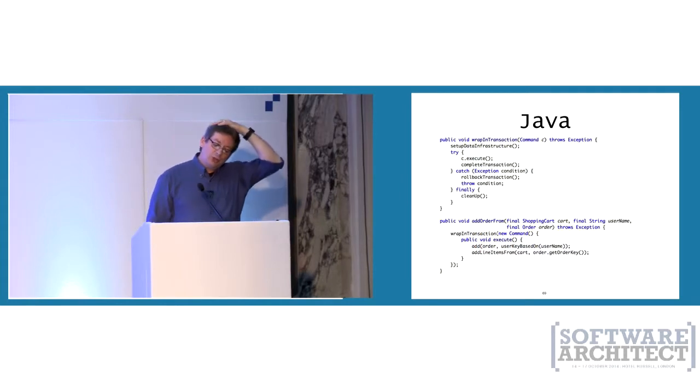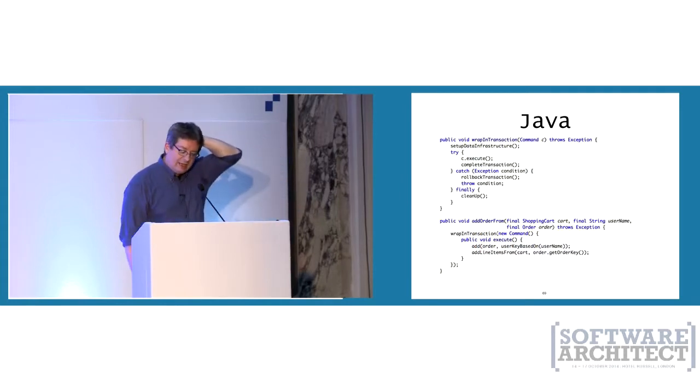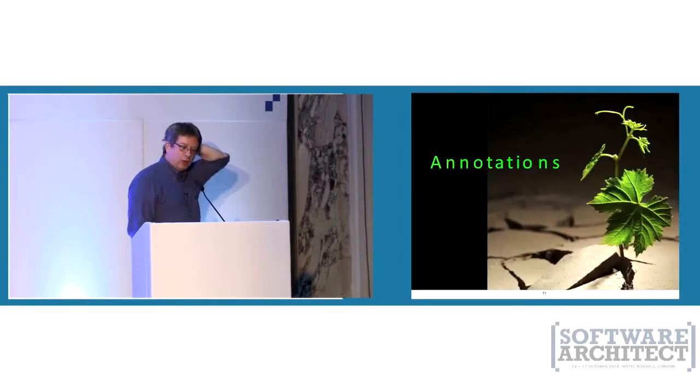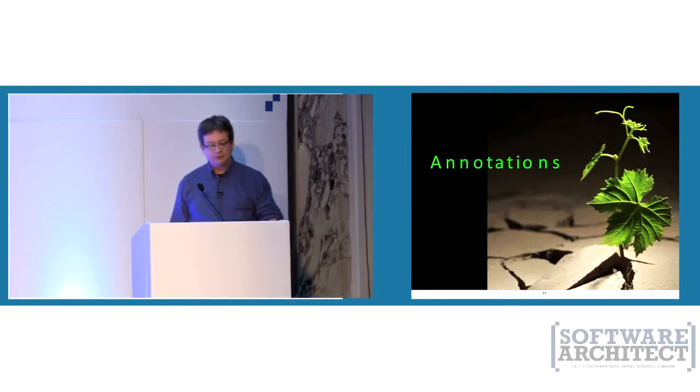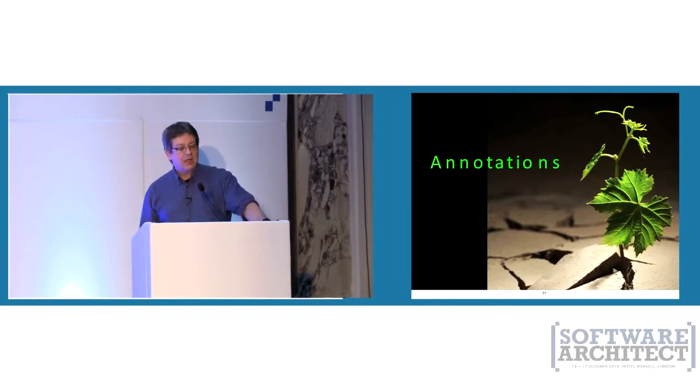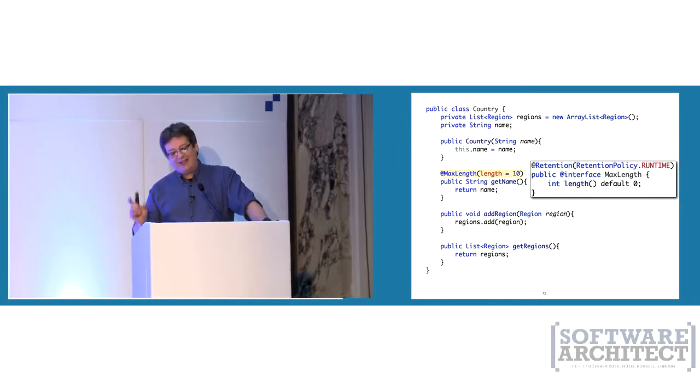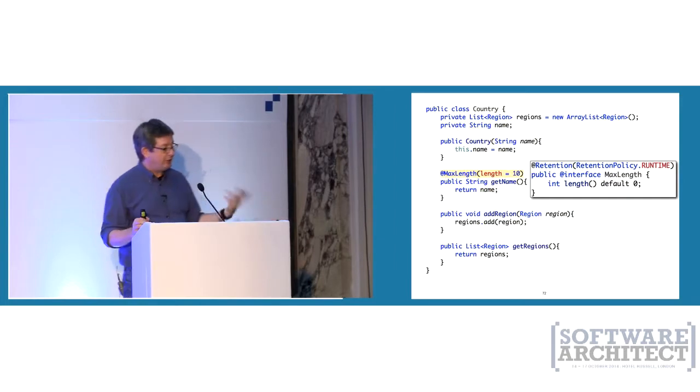The other way to capture these kinds of idiomatic patterns is with language features like annotations or attributes. They're called different things in different languages, but it's basically a way to attach meta information to things like methods. So in the Java world, for example, you can create annotations that stick to methods like this. So maybe for bizarre historical reasons, I can't let country names be more than 10 characters long.